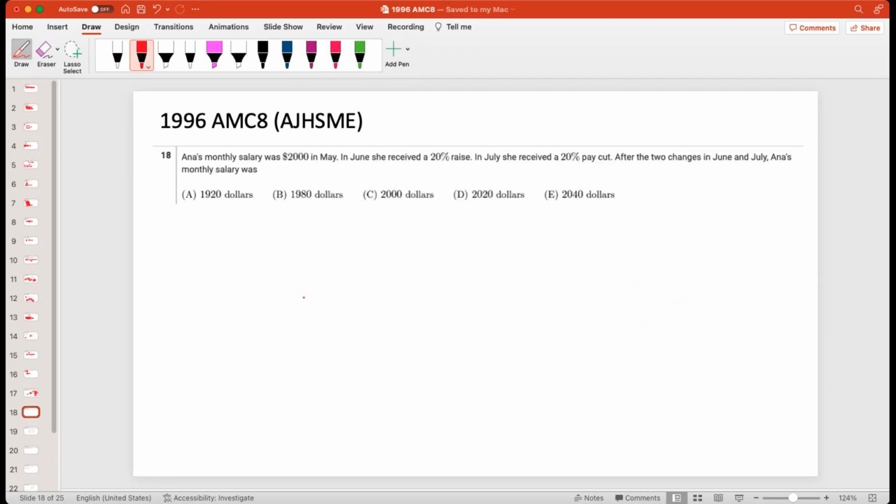Going to the next question. Anna's monthly salary was $2,000 in May. In June, she received a 20% raise. In July, she received a 20% pay cut. After the two changes in June and July, Anna's monthly salary was.